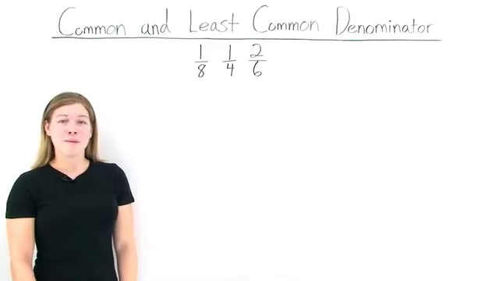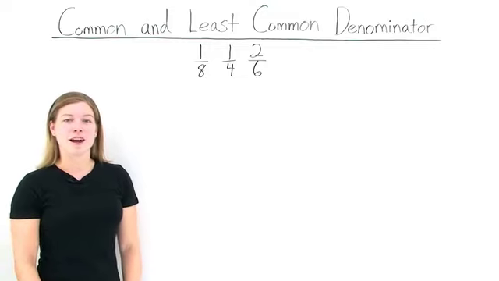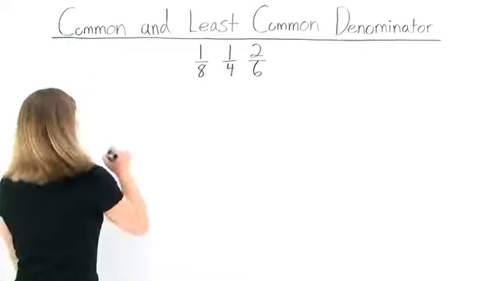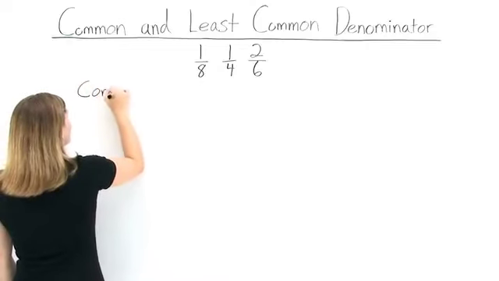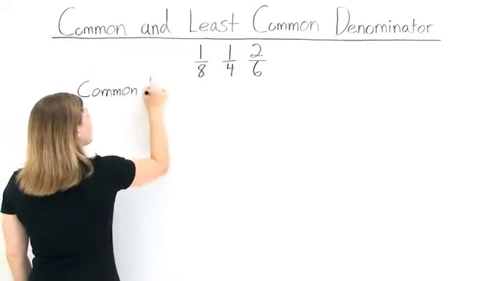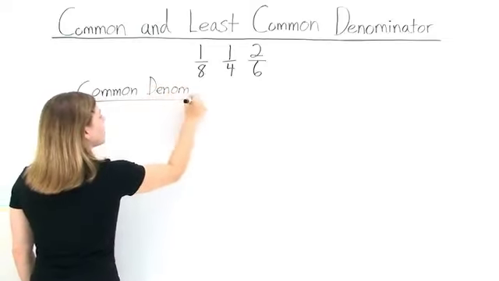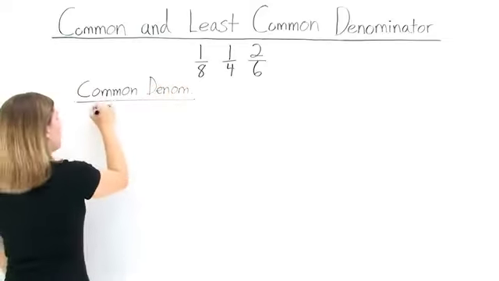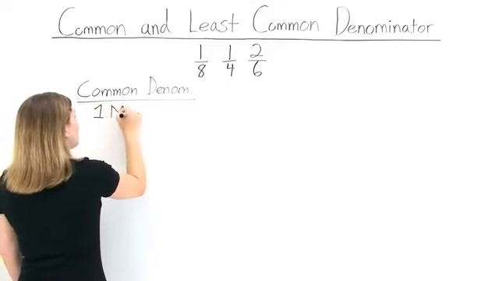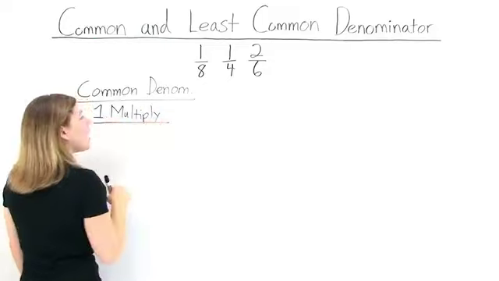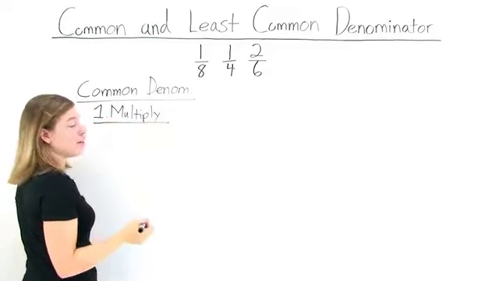Say we want to find a common denominator and the least common denominator of three fractions, 1/8, 1/4, and 2/6. First, let's look at finding a common denominator among the three fractions. Now, there are lots of different common denominators for these three fractions, but let's look at a quick way to find one of them. To find one of the common denominators, all we need to do is multiply all the denominators of the fractions together.